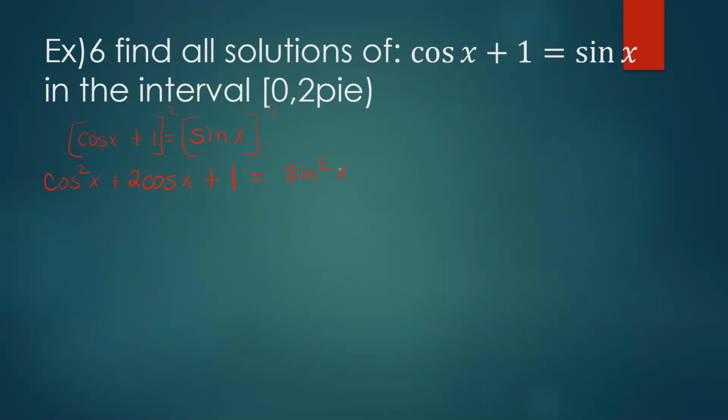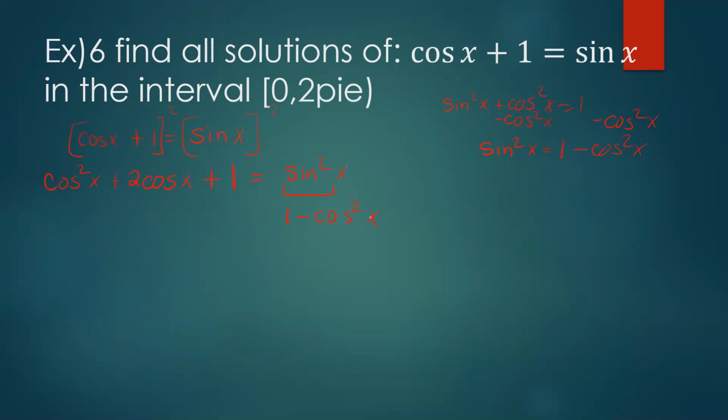I would use my identity, right? I tried subtracting sine squared of x on both sides. That didn't make it easier. It made it impossible, in fact. So I'm going to replace this sine squared of x using our Pythagorean identity, right? Sine squared of x plus cosine squared of x equals 1, and then subtract cosine squared of x from both sides. You would get sine squared of x equals 1 minus cosine squared of x, correct? And then just replace the sine squared of x with 1 minus cosine squared of x.